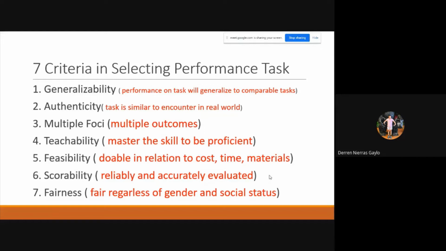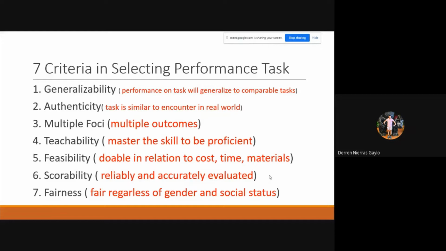Now, in the classroom, we usually give one activity that can measure all the objectives that we have already, which is usually given at the end of the quarter or maybe at the end of the unit. Teachability. It is more on mastering the skill to be proficient. So our task must be more on mastering the skill for the learners to be proficient. It should be teachable. And then, fifth, it's feasible or feasibility. It's doable in relation to cost, time, and materials.